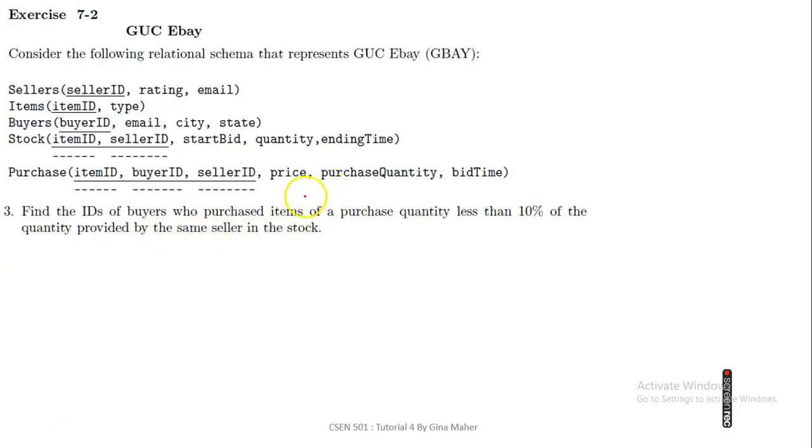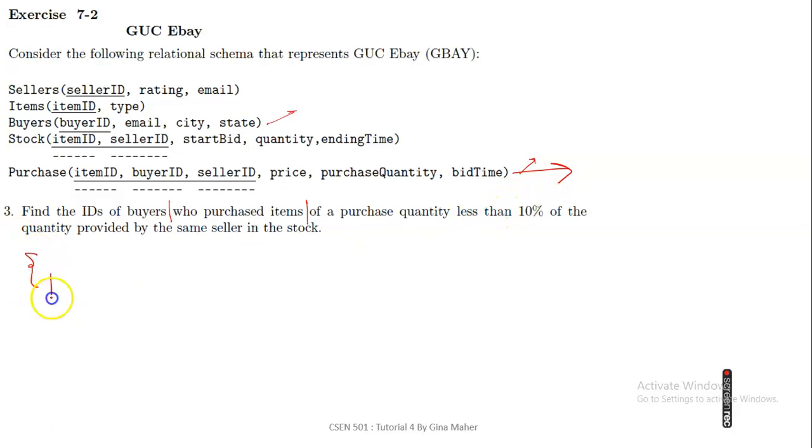Let's divide this query into parts in order to understand the requirement of this query. First, find the IDs of buyers. We want to get the ID of buyers. If we check here, we will find that we can get it from buyers or from purchase. Let's move forward to know which relation we can use. Who purchased items? From this part, we knew that we want the buyers who have done purchases. So this means that we are going to get them from this relation.